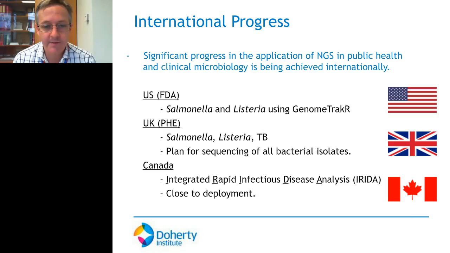In the USA, the FDA has instituted a program of Salmonella and Listeria genome sequencing, using an online system called Genome Tracker, and I'll talk a bit more about that in a moment. In the United Kingdom, Public Health England has now transitioned to full genome-based typing of Salmonella species. They get many thousands of Salmonellas referred to their laboratory each year, and they've now stopped the traditional typing methods, and every Salmonella species undergoes genome sequencing and rapid data analysis for reporting. Their plan over the next few years is to transition to a total sequencing-based approach to public health microbiology. There are also advances being made in Canada and other places.